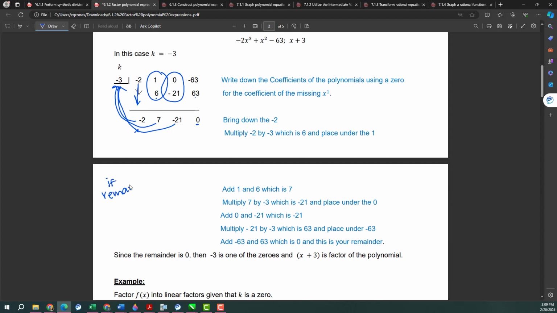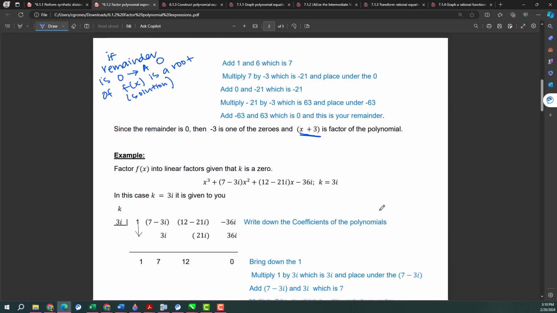So if the remainder is 0, a zero of f of x is a root or a solution. So that means that -3 is going to be one of the zeros, and that x plus 3 is a factor of the polynomial. Here's another example using the imaginary number.